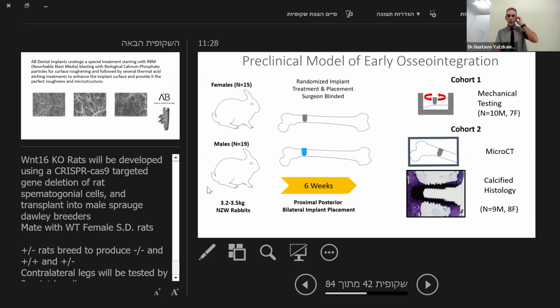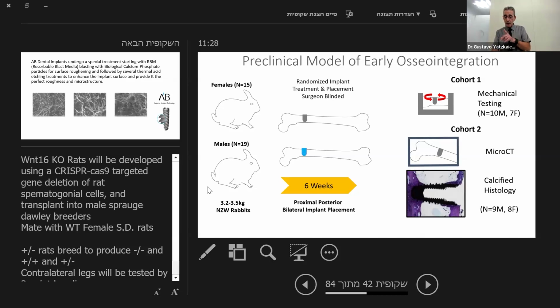Afterwards, the group goes to the in vivo work, working with New Zealand rabbits, 50 females, 90 males. They work in 2 cohorts. In cohort 1, they do mechanical testing, and in cohort 2, they do micro-CT and calcified histology.